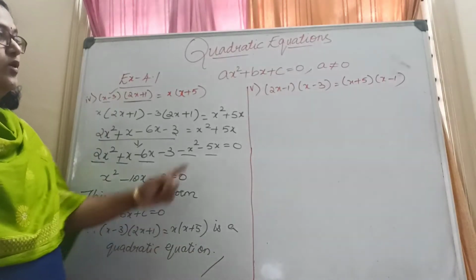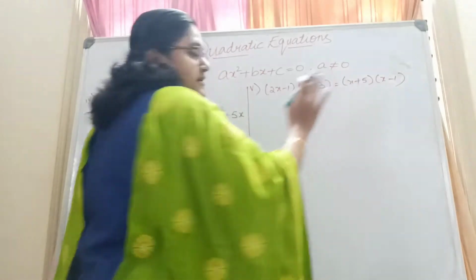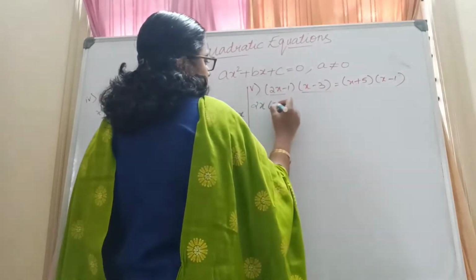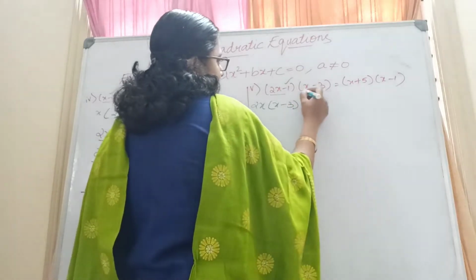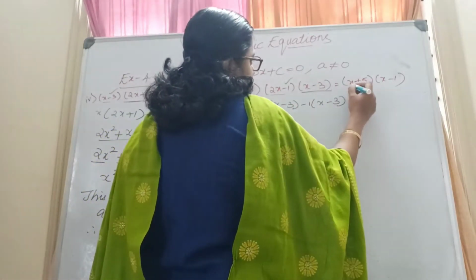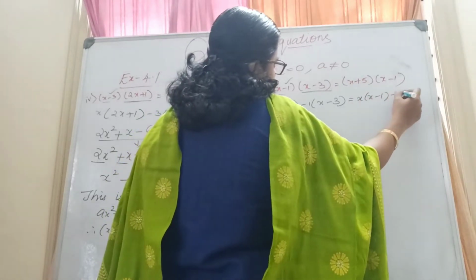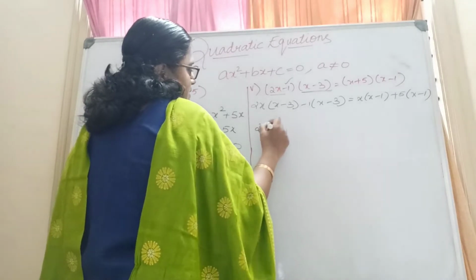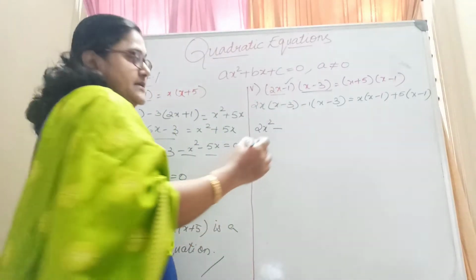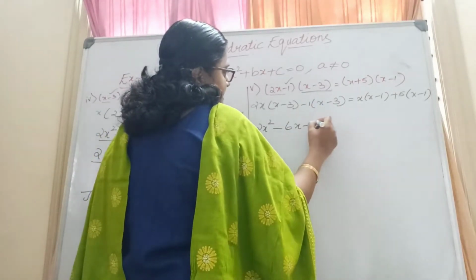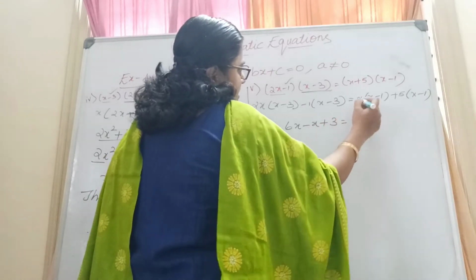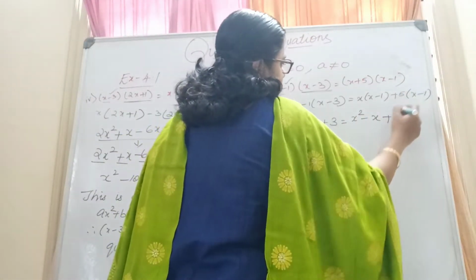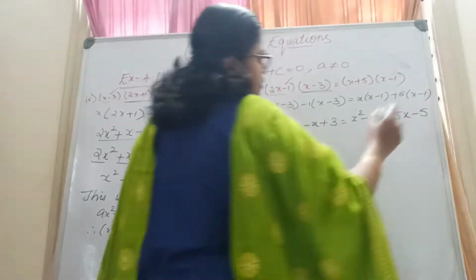Okay, now moving on to the next example. Here also we have to simplify left hand side and right hand side. Okay, now how do you multiply here also 2x into this whole term x minus 3 minus 1 into this whole term x minus 3 is equal to, similarly here, x into x minus 1 plus 5 into x minus 1. Now 2x into x is 2x square, right? 2x square plus into minus minus, 3 2s are 6, 6x minus 1 into x is minus x, minus 1 into minus 3 is plus 3 is equal to x into x, x square, x into minus 1 minus x plus 5 into x, 5x minus 5, 5 into 1, 5.